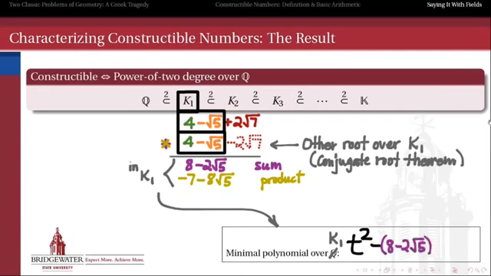And the minimal polynomial over k1 for these two numbers, 4 minus radical 5 plus and minus 2 radical 7, is the one that we see down there. But again, we don't just want those two. We want to get all the way back to the rationals, and in order to do that, we need to include the 4 plus radical 5 versions of these numbers as well.